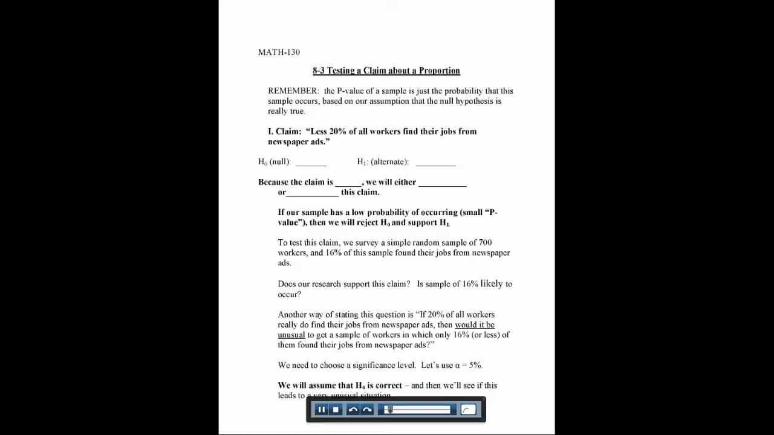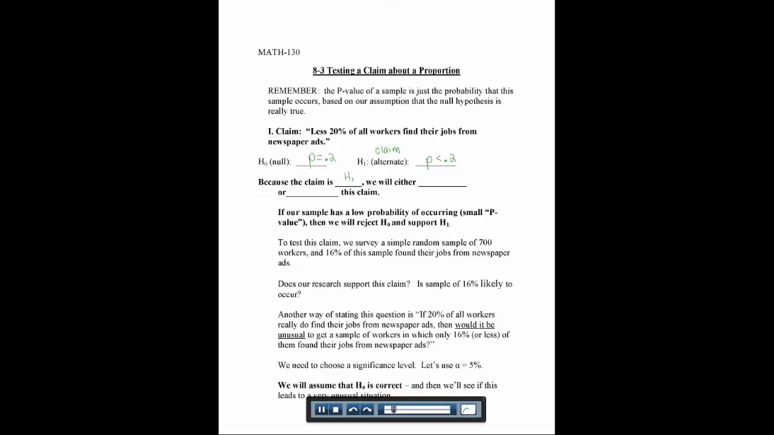So our first claim says less than 20% of all workers find their jobs from newspaper ads. First we need to write our null and our alternate hypothesis. Remember, since this is a less than statement, that's going to be our alternate. This is a proportion, so we're going to say p is less than 0.2. Now, our null always has an equal, so our null will be p equals 0.2.